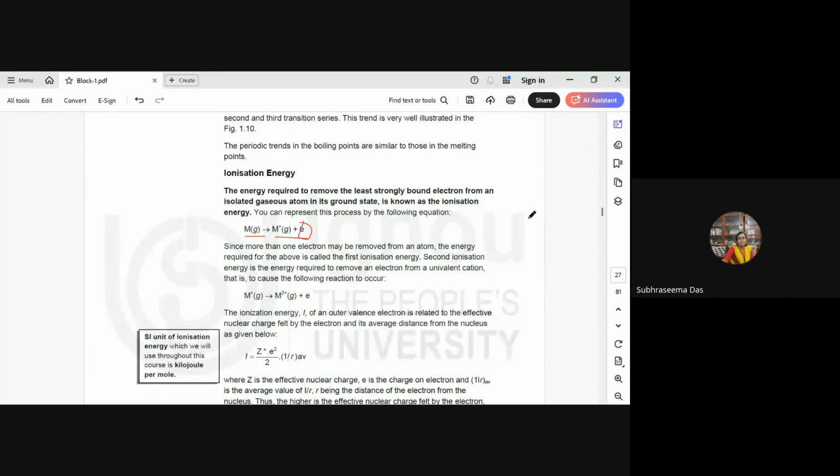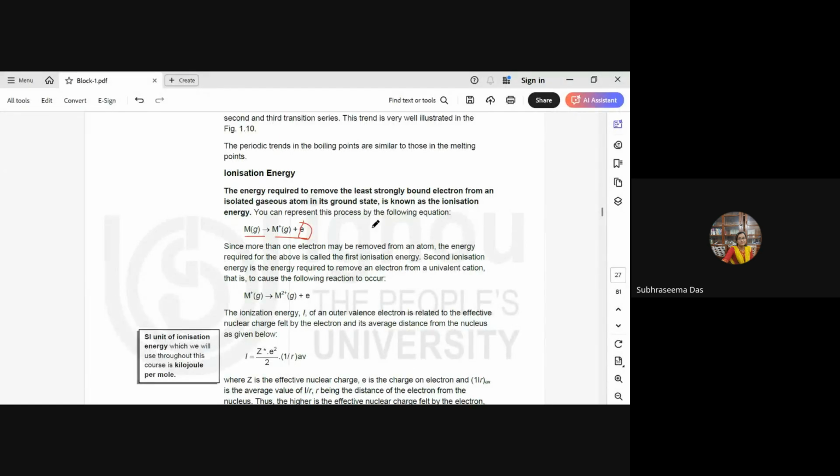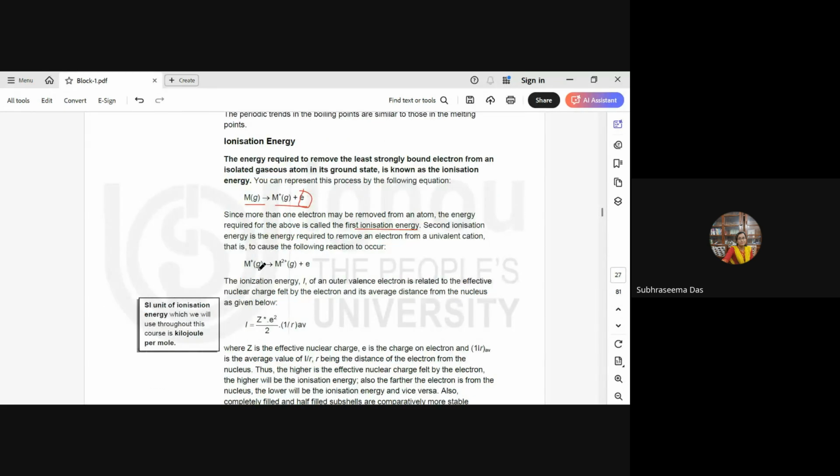Now, when we can remove two or more electrons, the energy required to remove one electron is called the first ionization energy. The energy required to remove a second electron is called the second ionization energy, which takes M to M+ first, and then M+ after removal of another electron gives us M2+. Likewise, these are called successive ionization energies. The common SI unit for ionization energy is kilojoule per mole.